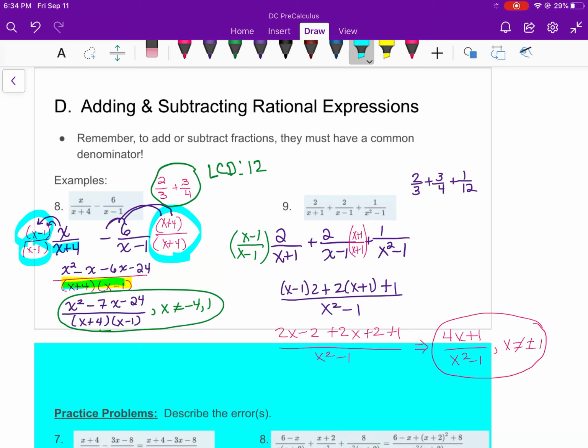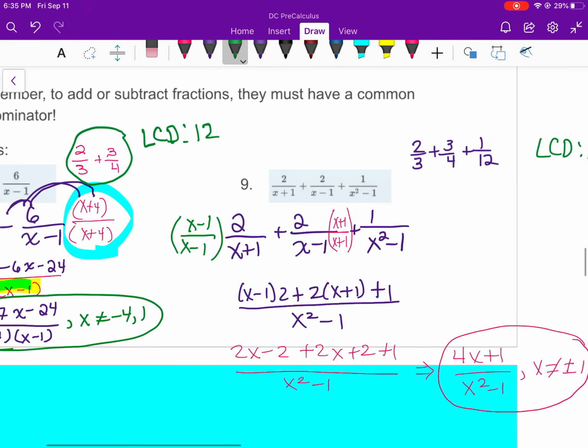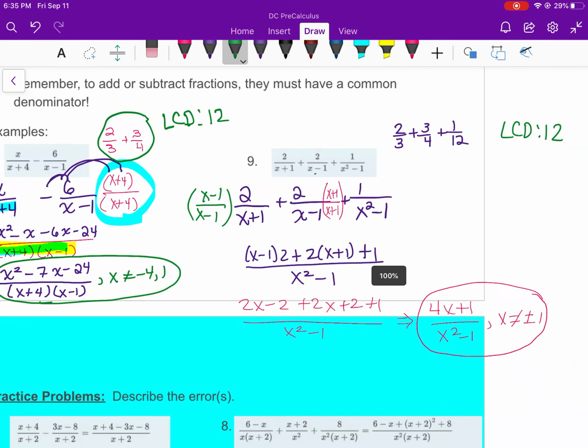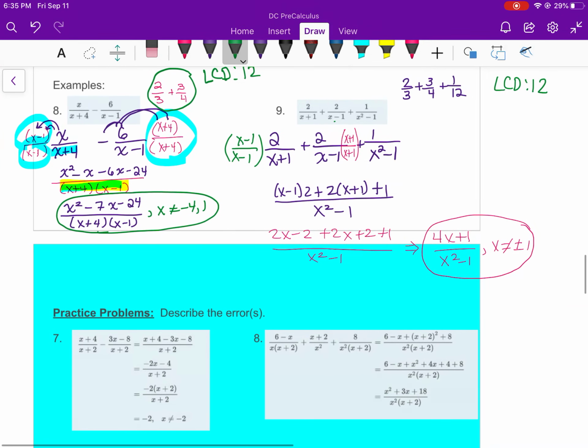For number 9, we looked at the problem like this. We decided, what if we had 2/3 plus 3/4 plus a 12th? Our least common denominator is 12. It's still 12. So if you look at it that way, x plus 1 times x minus 1 is x squared minus 1. So that can be our common denominator. And then we went from there.